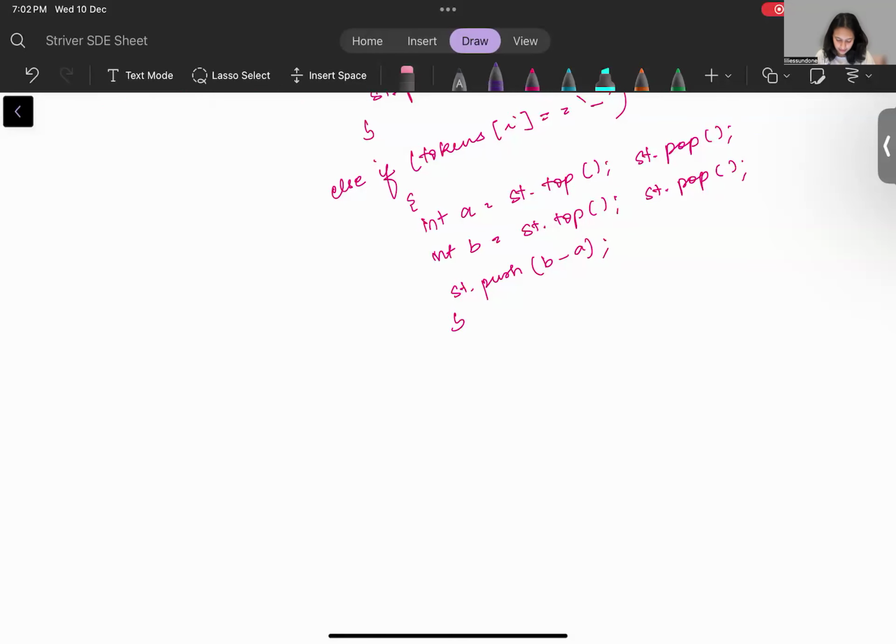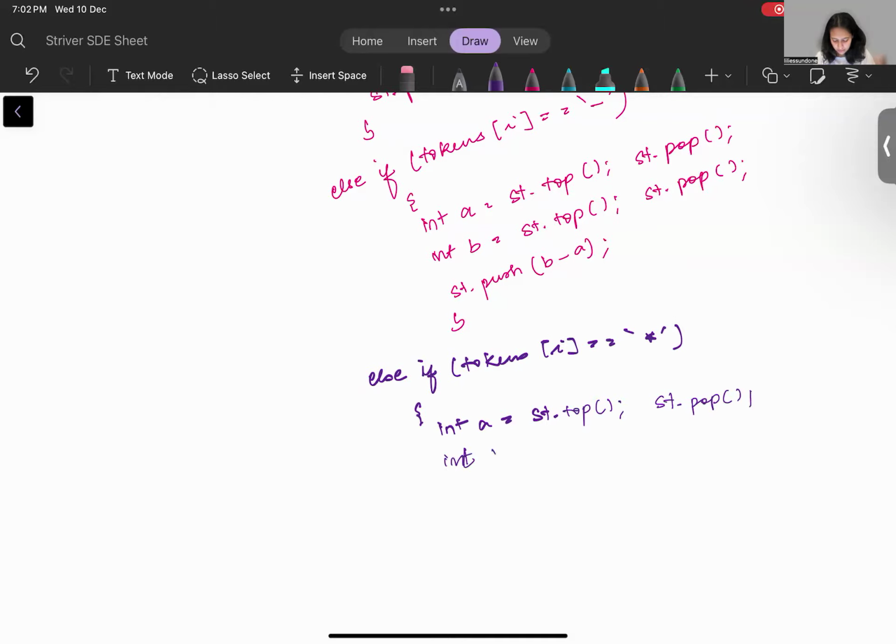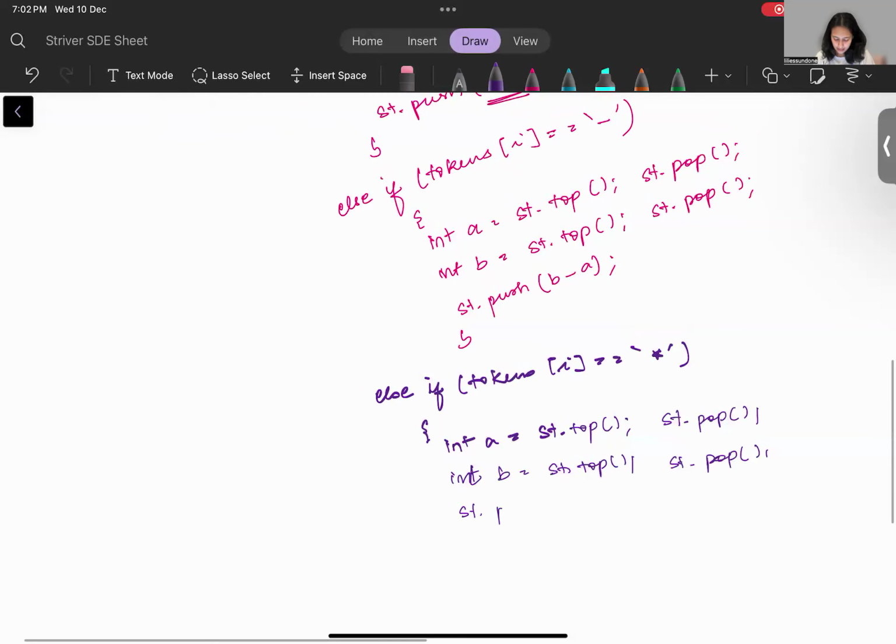Okay, next. Else if it's your multiplication operator, then what? Int a is going to be your stack top with stack pop. And integer b is your stack top again with stack pop. And then you push into stack b into a.